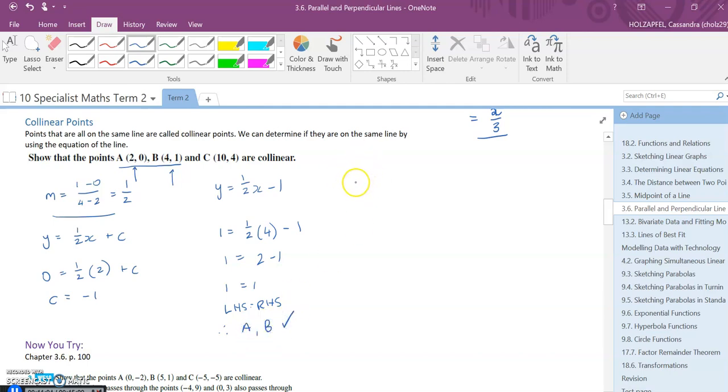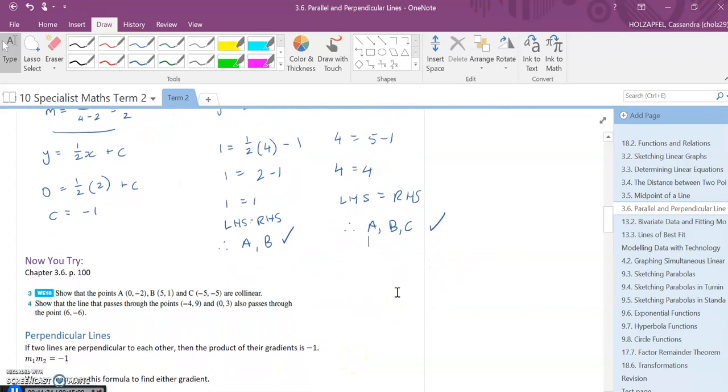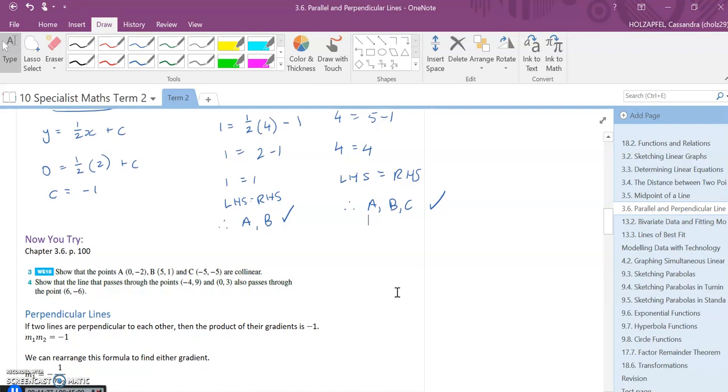Let's do the same thing now with this last point here, C. So let's substitute in 10 and 4. So 4 should be equal to a half of 10 minus 1. A half of 10 is 5, and 5 minus 1 is 4. So the left-hand side is equal to the right-hand side again. So therefore, the points A, B, and C are all going to be collinear. I'm just putting a tick because I only have a certain amount of time to get through these videos, as we know. All right, so I want you to have a go now at the next couple of questions.